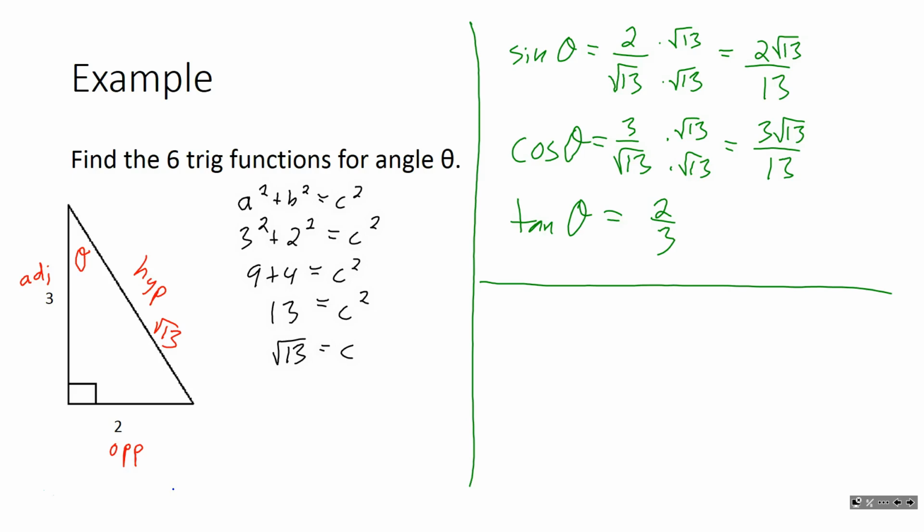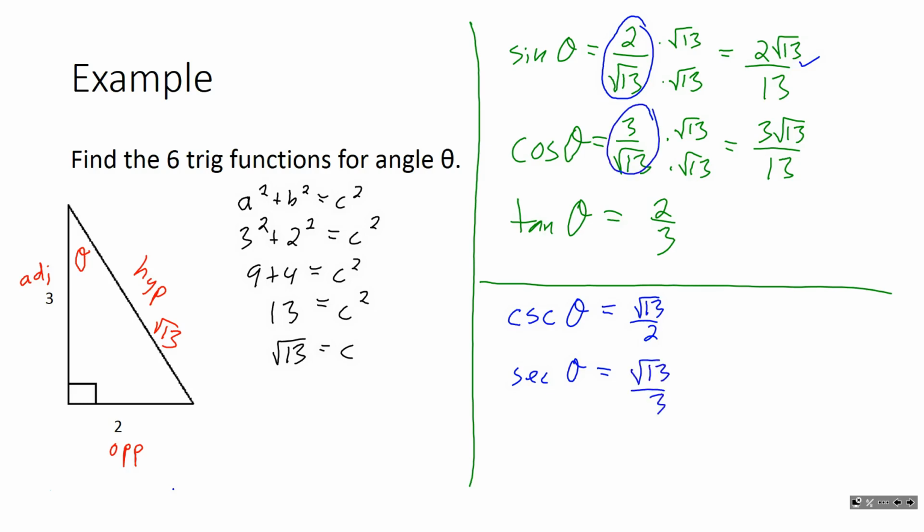Recall that the cosecant equals the reciprocal of the sine. So we have to invert or take the reciprocal of the sine. Well, I would not recommend that we invert our final answer. I'd recommend that we invert this, because notice if we invert that, we'll have the square root of 13 over 2, and we won't have to worry about rationalizing the denominator. We're good. All right, then the secant is the reciprocal of the cosine, so let's flip over this first version here. Square root of 13 over 3.